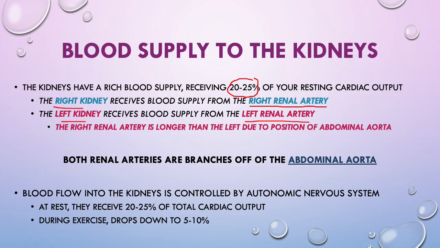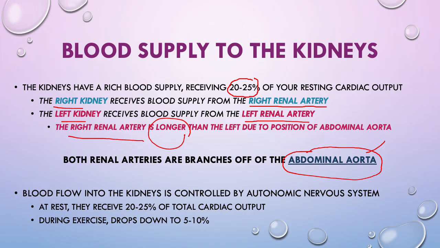So, as we were talking, because of the position of the right kidney, the right renal artery is going to be longer than the left, right? The other thing is that these renal arteries are branches of the abdominal aorta, and you can trace it back, as you know, from the heart to the ascending aorta, to the aortic arch, to the descending thoracic aorta, and then boom, abdominal aorta.